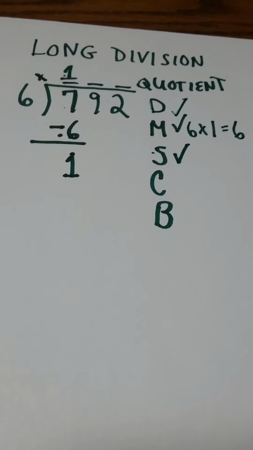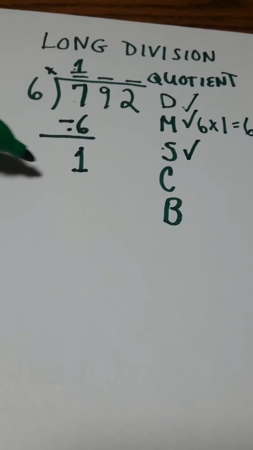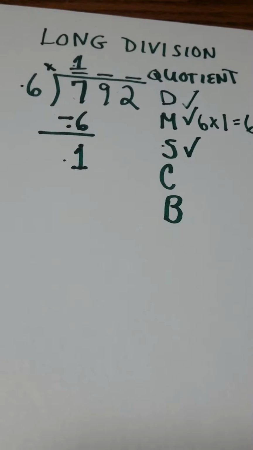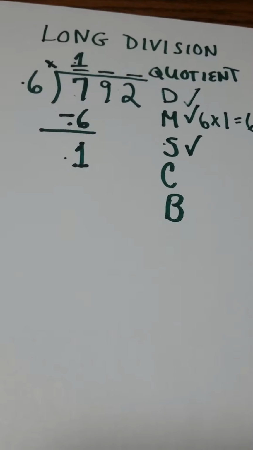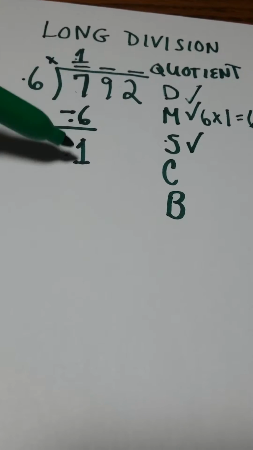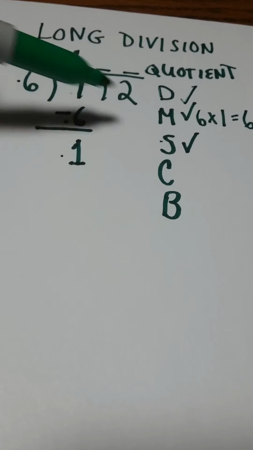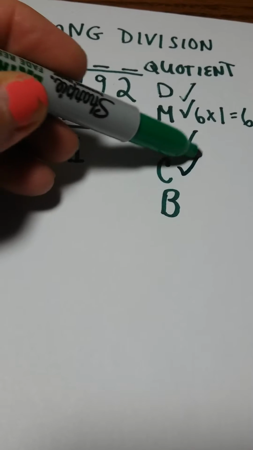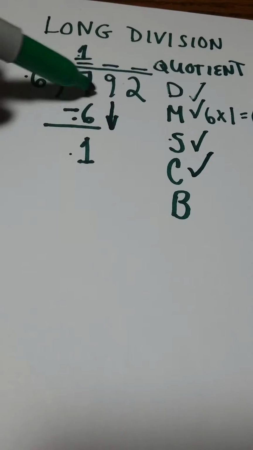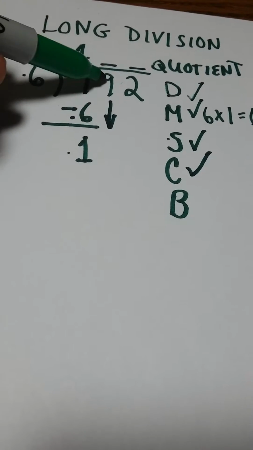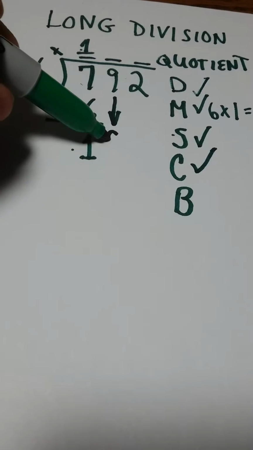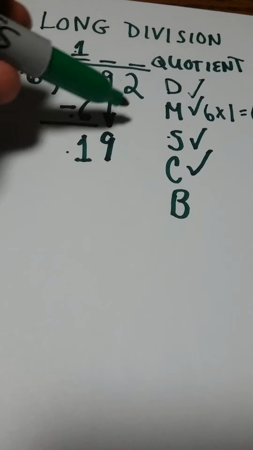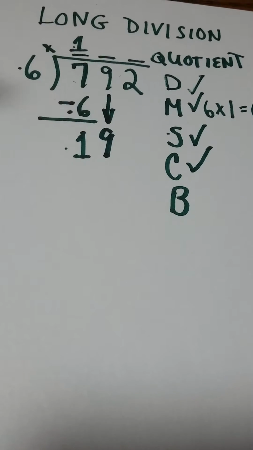And now I have to check. What am I checking for? I'm checking to see that this number 1 is less than the divisor. If it isn't, then we did something wrong. But if it is, we can move on to the next step, which is to bring down. I like to line up all my numbers evenly, so I draw an arrow down from the 9 so that my numbers all line up, so I don't get confused with what I'm bringing down.